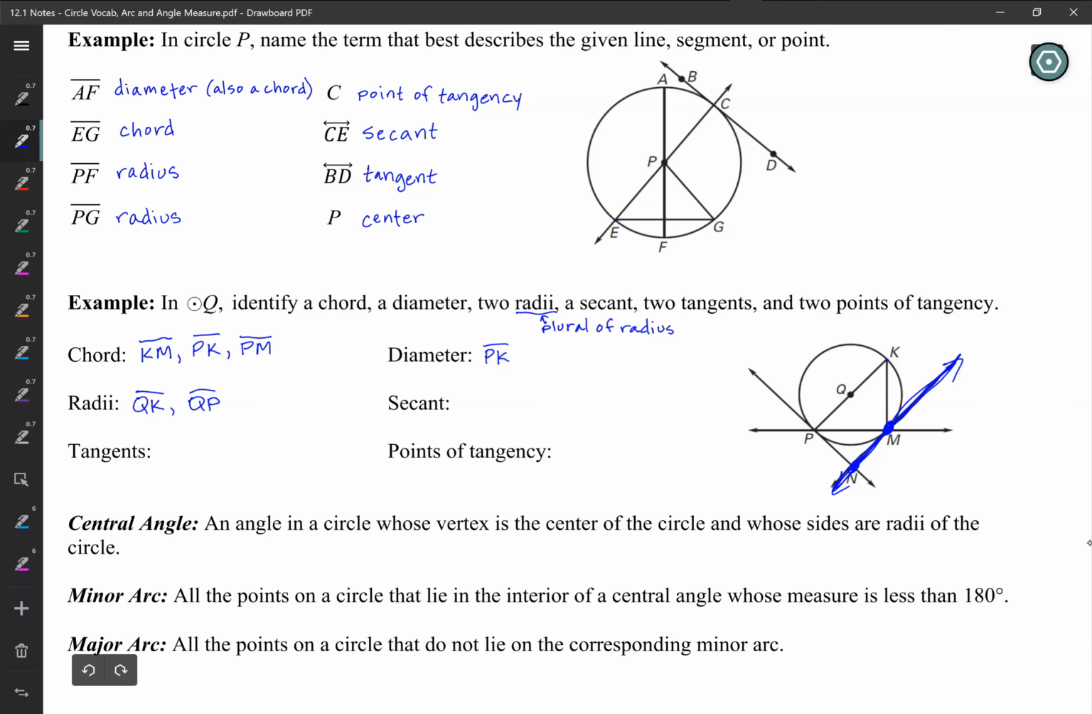That goes through point N and point M. So I can name that line NM. Got to put the double arrow symbol on it. And its point of tangency is where it touches the circle. It touches the circle right there at point M. The other tangent is this line right here.